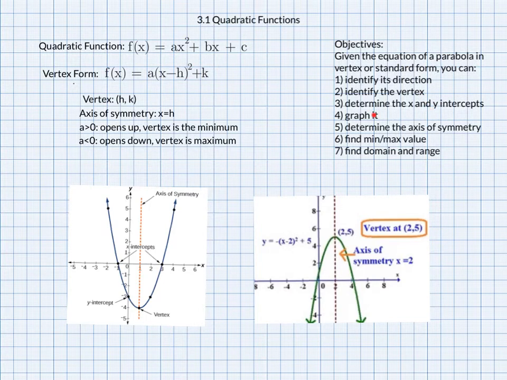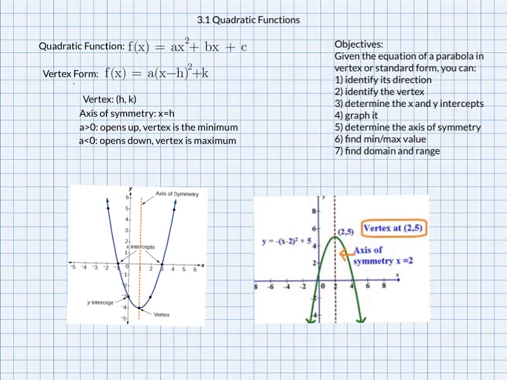You're going to be able to graph it using all of this information that you found in objectives 1 through 3. You're going to be able to determine the axis of symmetry, which is probably the simplest thing to do. Find the maximum or minimum value, which would be the vertex. And find the domain and the range, which we've already had extensive practice with, so that part shouldn't be that bad. And hint, the domain will always be all real numbers from -infinity to +infinity with the types of parabolas that we have. It's the range that's limited.